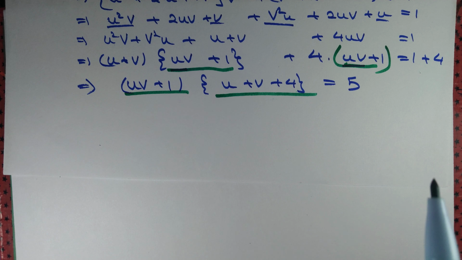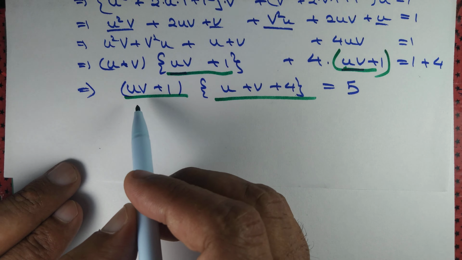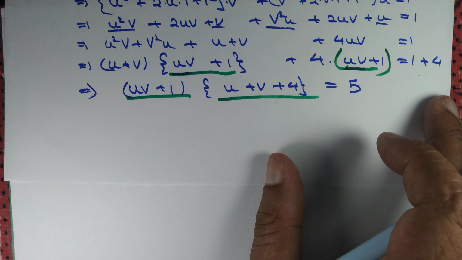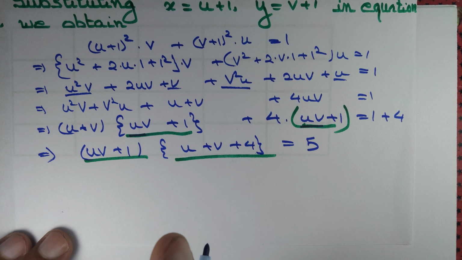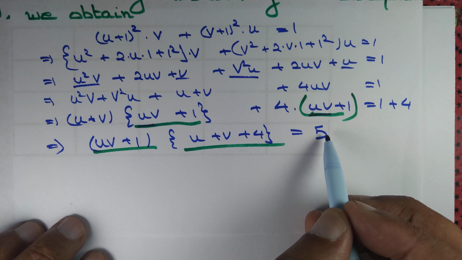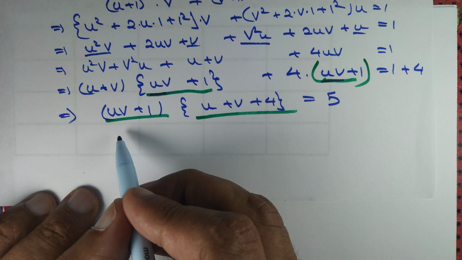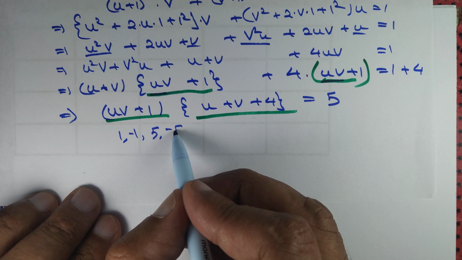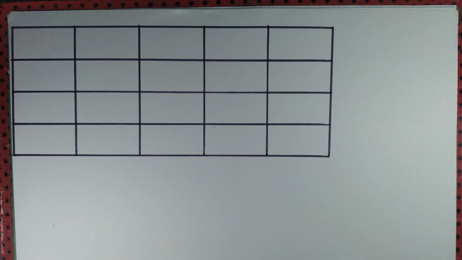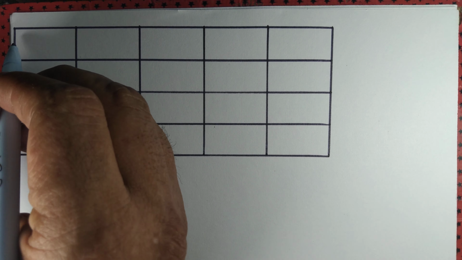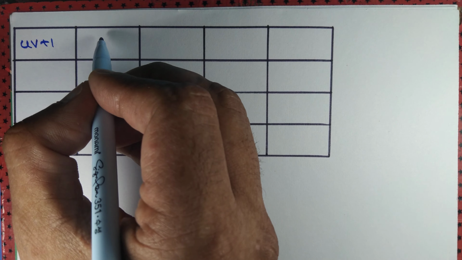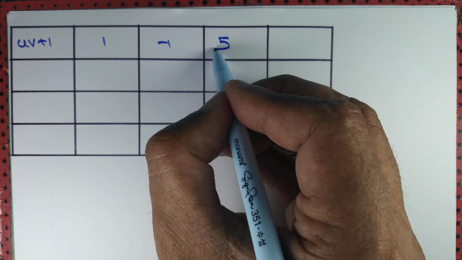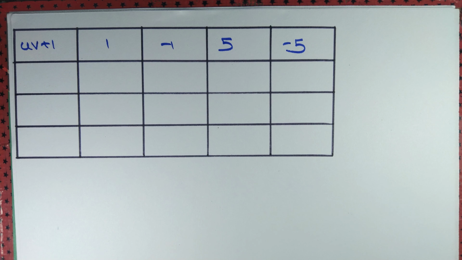So 5 has a limited number of factors, so for uv plus 1 I have limited choices. Once again, we see that uv plus 1 is a factor of 5. So possible choices of uv plus 1 are 1, minus 1, 5, minus 5. Let's write it down.